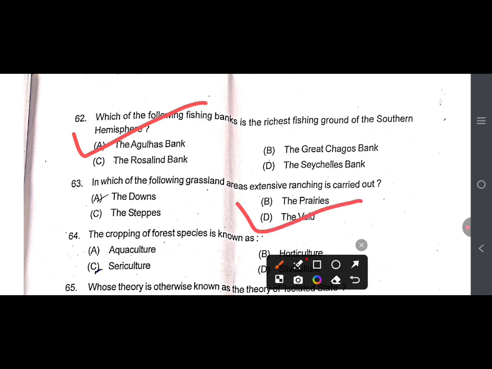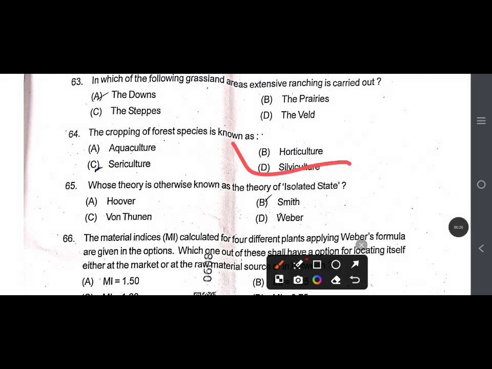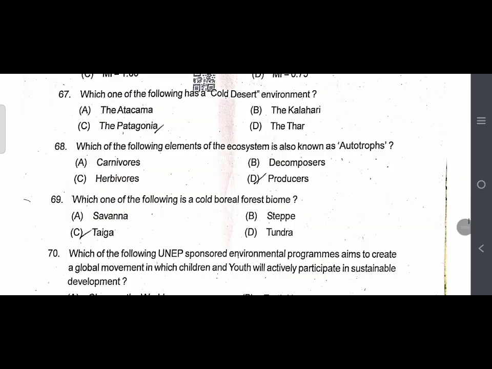Question number 64. The cropping of forest species is known as? ठीक आंसर टी हबो ऑप्शन डी. 65. Whose theory is otherwise known as the theory of isolated state? ठीक आंसर टी हबो ऑप्शन सी. 67. Which one of the following has a cold desert environment? ठीक आंसर टी हैला ऑप्शन बी.